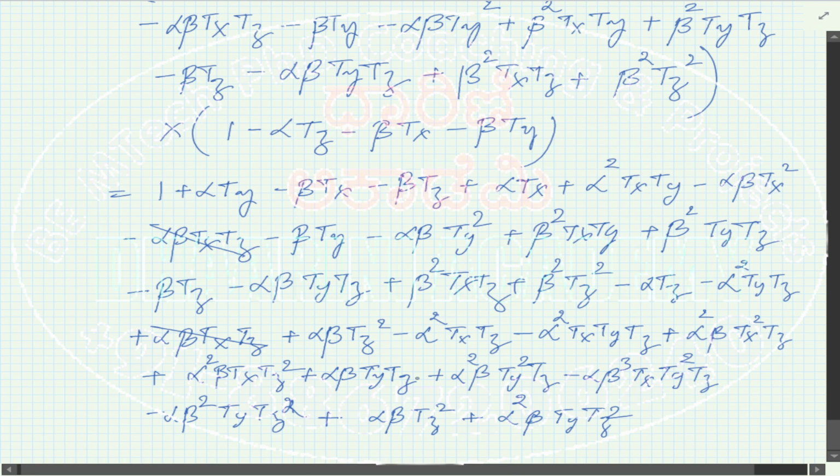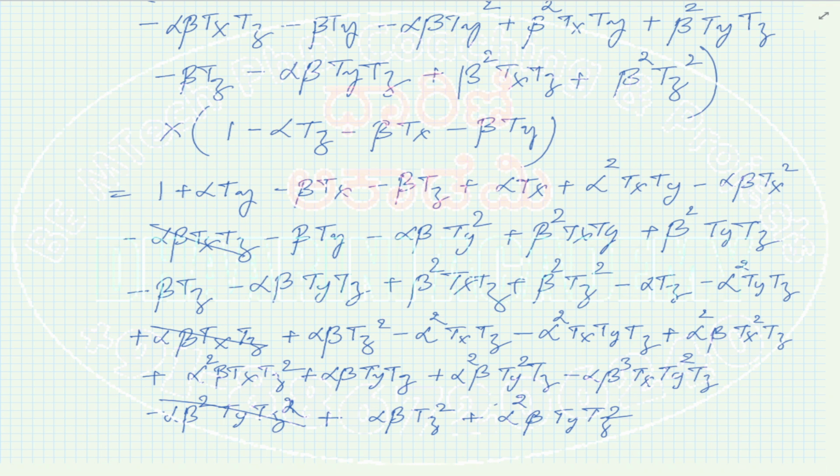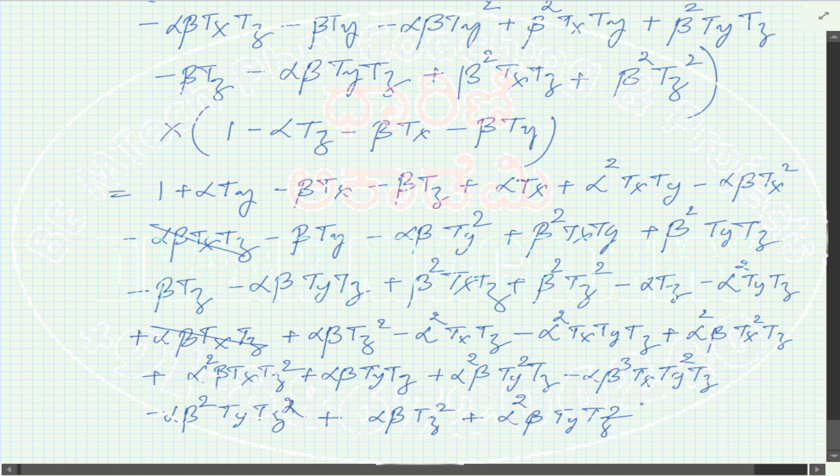Okay, we have alpha square beta ty. This is minus, oh, my mistake, sorry. Alpha square beta, no, it's not cancelling, sorry, I'll just cancel this. Okay, next term is minus alpha into beta square into tz cube.